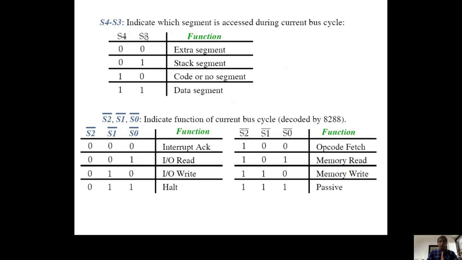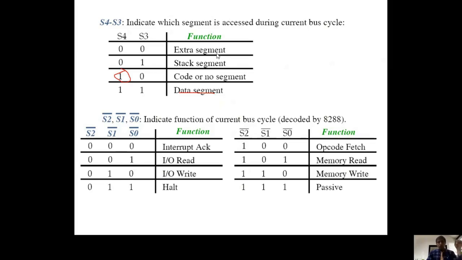Whenever S4 and S3 both are 0, 0, then your 8086 will take the extra segment register. If it is 0, 1, it will take stack segment. If it is 1, 0, then it will take code segment, or sometimes no segment also. If it is 1, 1, it will take data segment. Like that, your 8086 may take a suitable segment register based on the selection of status lines S3 and S4. Because of 2 inputs, we have 4 combinations. Depending on the combination, the corresponding segment register will be taken into account. That's why S3 and S4 are also equally important.